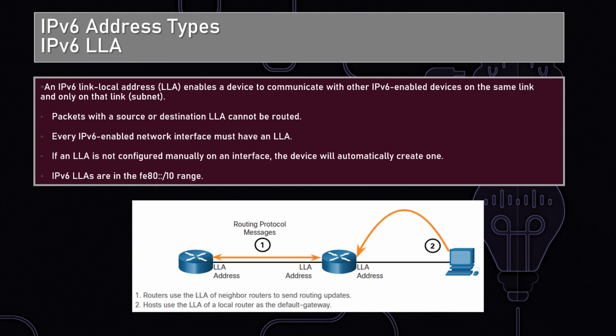Now, the link local address allows us to communicate with other IPv6 devices on the same link and only on that link. So that's our local network. That's why it's called a link local address. Packets with a destination or source LLA cannot be routed. Again, has to stay internal. And every IPv6 enabled network interface has to have a link local address. If an LLA is not configured manually, the device will automatically create one, and they are traditionally in the FE80::/10. So it'll be 10 bits, not just 8.